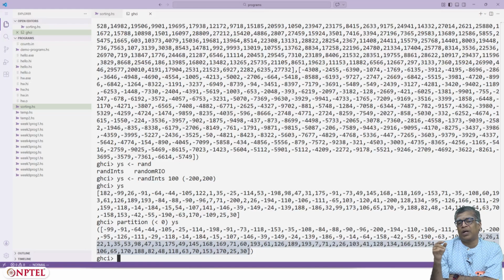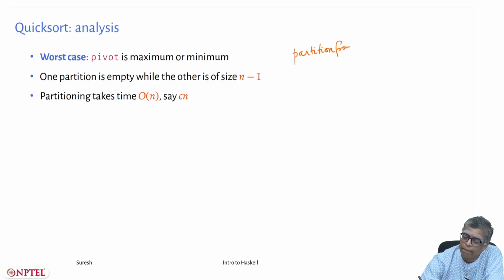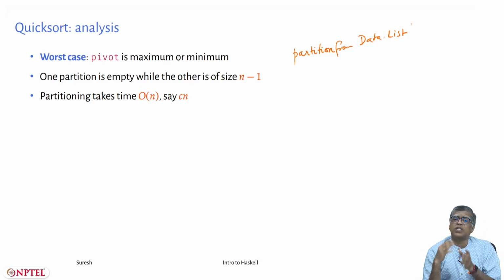It goes through each element and, depending on whether that element satisfies the predicate or not, it puts it in the first list or in the second list. Okay, so partitioning takes time order n, so some C of n.